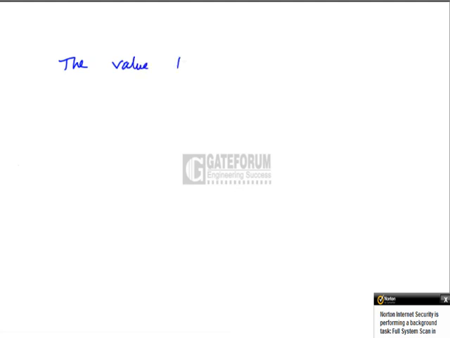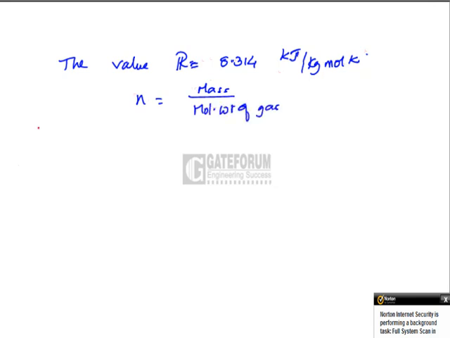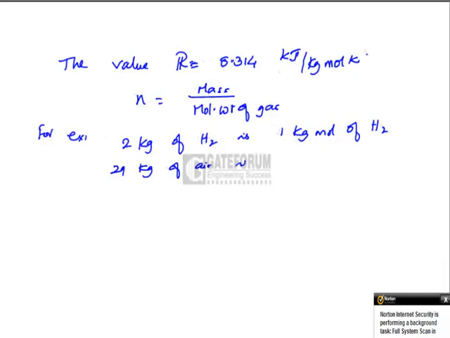The value of universal gas constant is 8.314 kilojoules per kg mole Kelvin, or 8.314 joules per mole Kelvin. N, the number of moles, can be written as mass divided by molecular weight of gas. For example, 2 kg of hydrogen is equivalent to 1 kg mole of hydrogen. 29 kg of air is 1 kg mole of air, because molecular weight of air is 29.